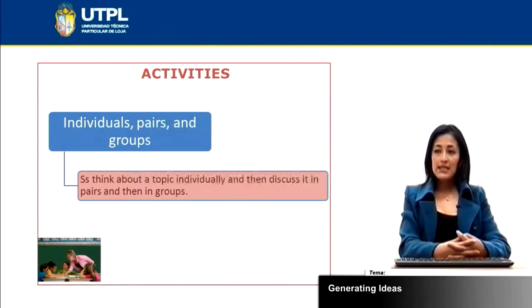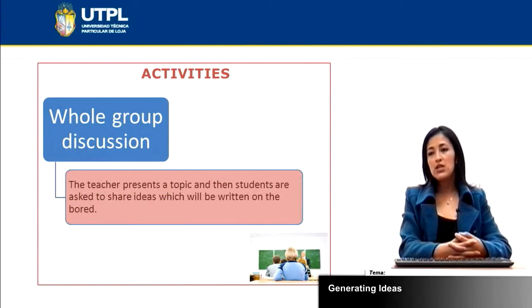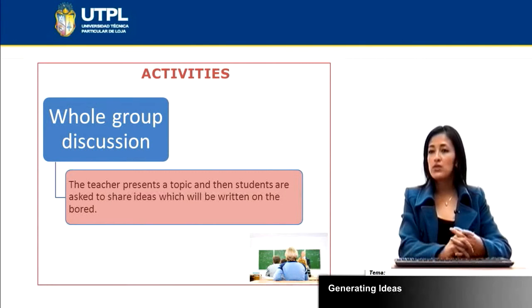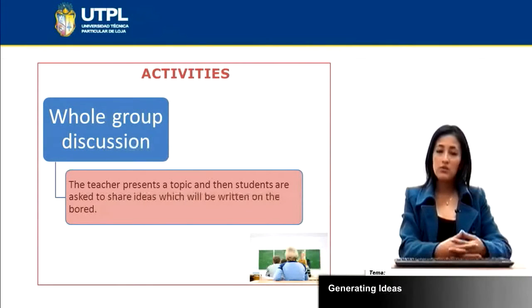Another activity is whole group discussion. Here the teacher presents a topic and then students are asked to share ideas which will be written on the board. For example, the teacher is going to write on the board about why it is important to evaluate the students. In this case, different students are going to provide ideas about positive aspects and also the negative aspects of evaluating students, and then the teacher needs to write those ideas on the board. Okay, so in this way, all of the students are going to participate.